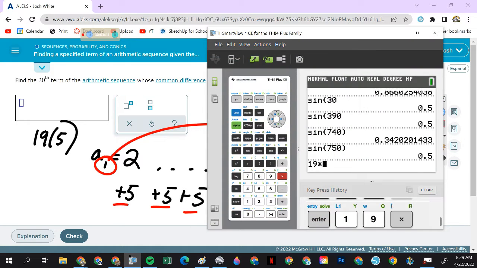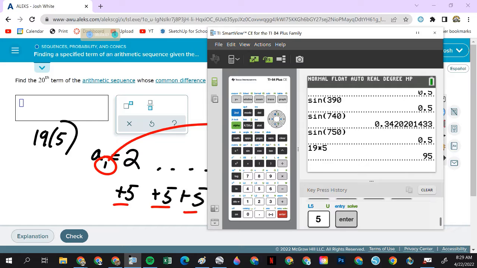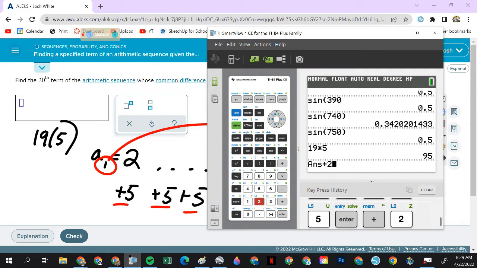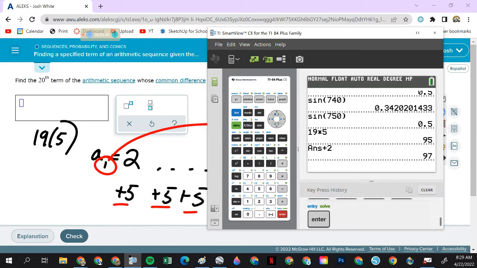So 19 times 5. What does this number represent? Is this a sub 20? Not quite. Right. This is how much I need to add to term 1 to get to term 20. So this is all of the common differences added together. So I need to add that to the original 2. So I add 2, and that is a sub 20. Everybody okay with that?